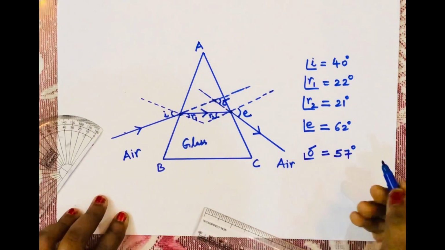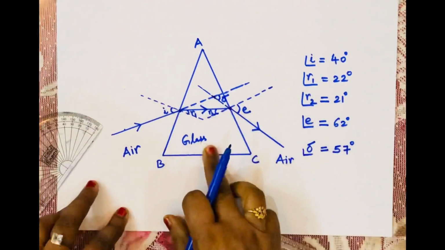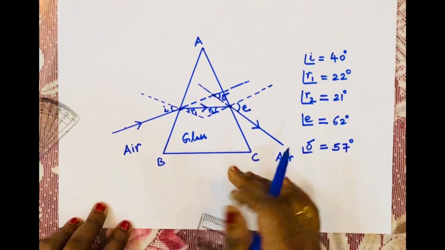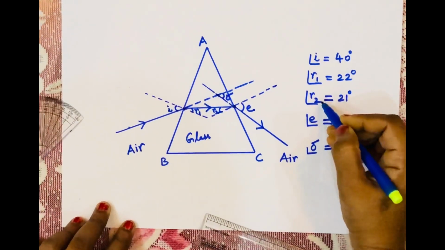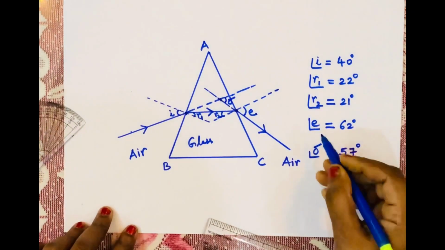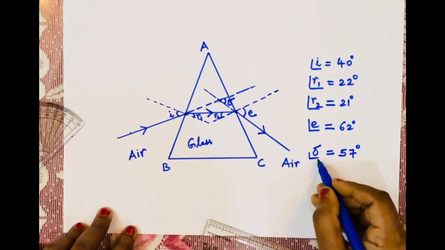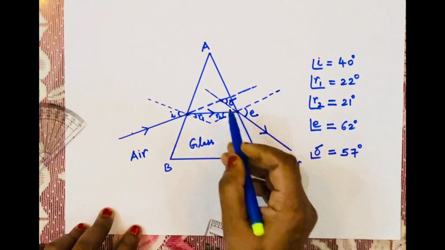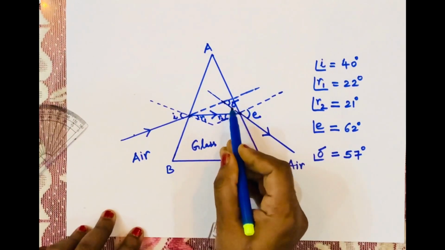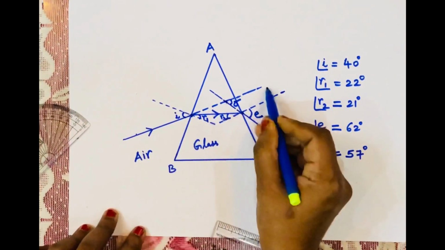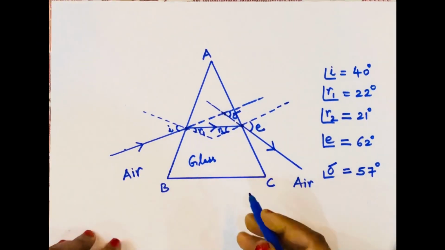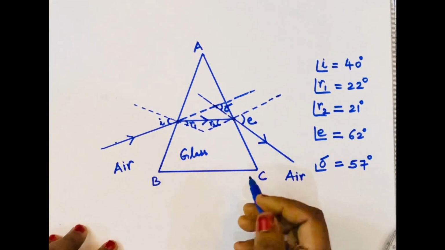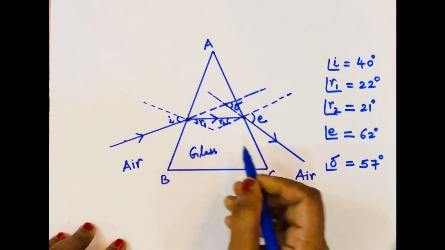This is the delta. So that is how we have measured angle of incidence, angle of refraction 1 and 2, and angle of emergence and angle of deviation. So I repeat once again, angle of deviation is the angle made between the extended incident ray and emergent ray. Students, this is how we can easily learn the refraction of light through the glass prism.